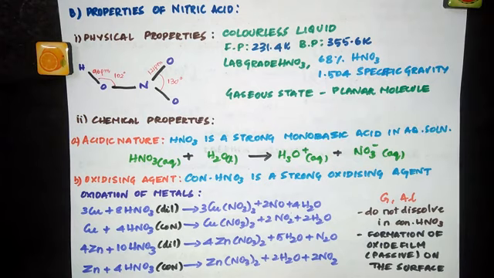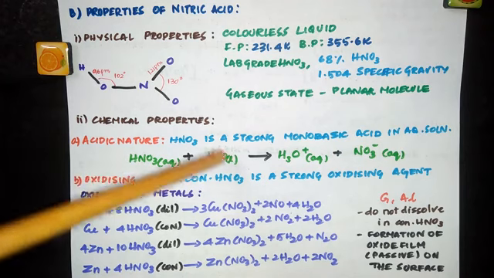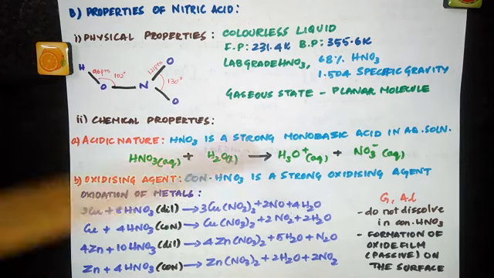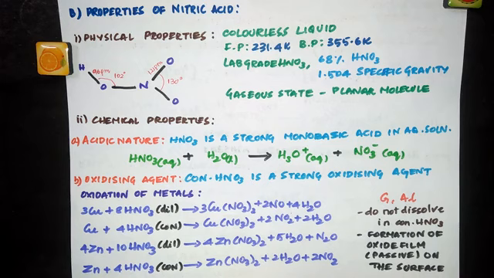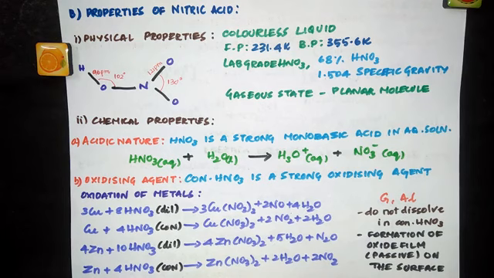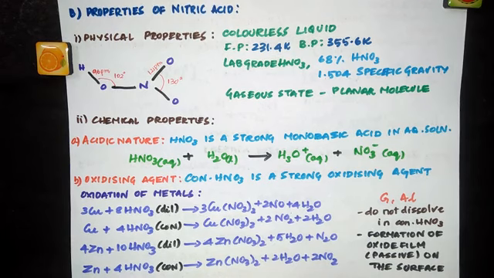So the H+ from HNO3 and H2O join together to give you H3O+. So HNO3 is a strong monobasic acid, which means it is capable of giving 1 H+. And the next property of nitric acid is its oxidizing property. Nitric acid is a very strong oxidizing agent because it readily gives nascent oxygen, both in the concentrated as well as in the dilute form.